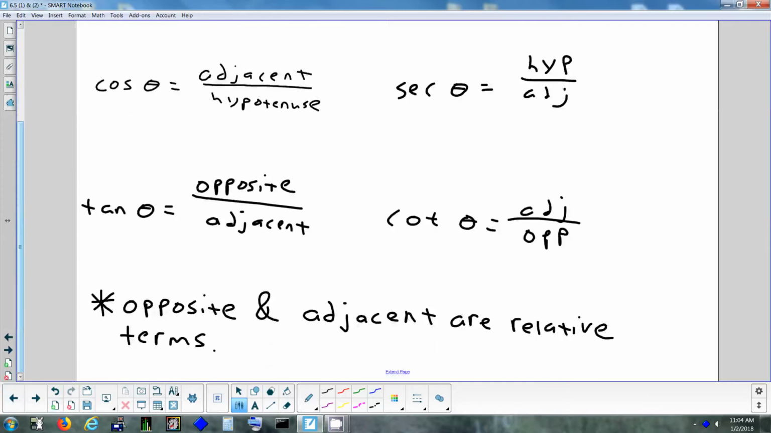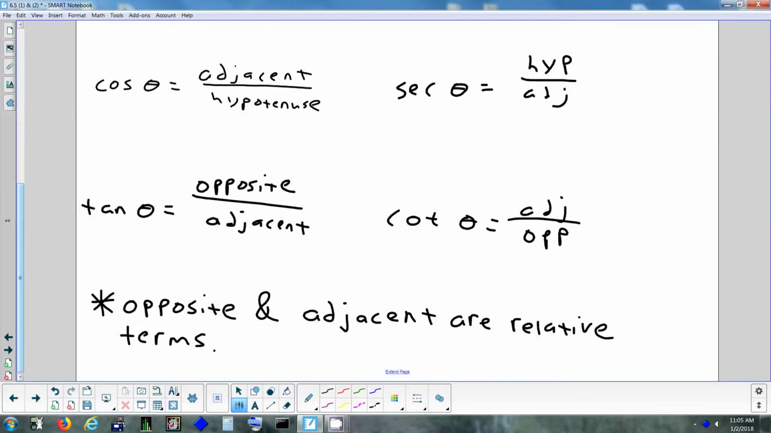Hypotenuse is a term that, where it is in the triangle, never changes. It's kind of like if I said, where's up? For everybody in this room, up is the same way, towards the ceiling. But opposite and adjacent are kind of like left and right. They're relative. It depends on your perspective. For me, left is the door and right is the window. For you, that's the opposite.